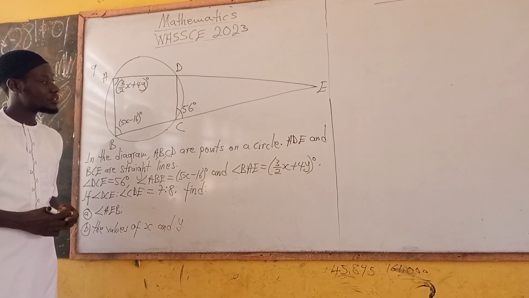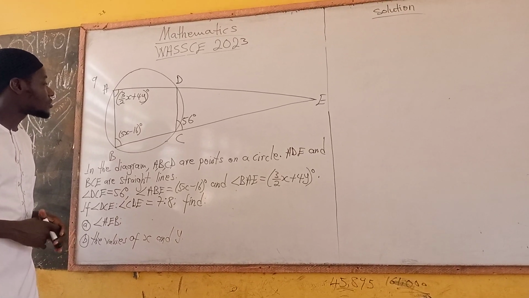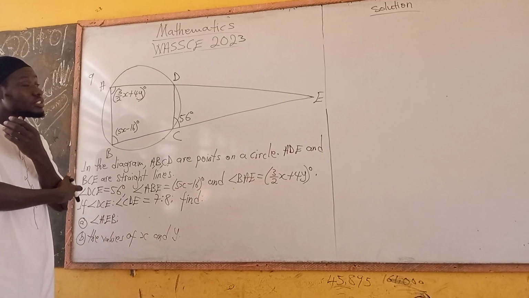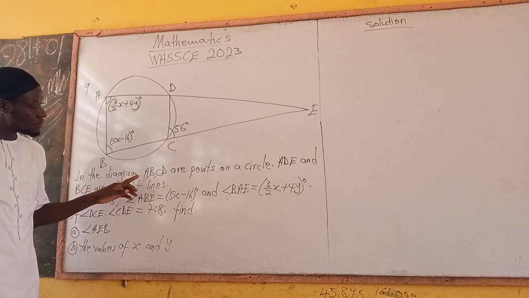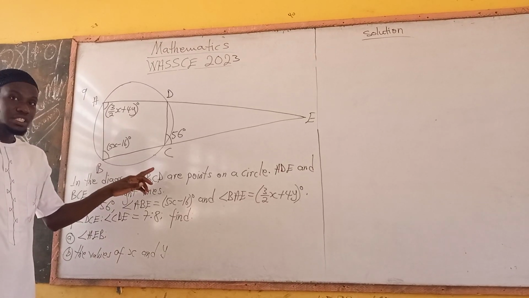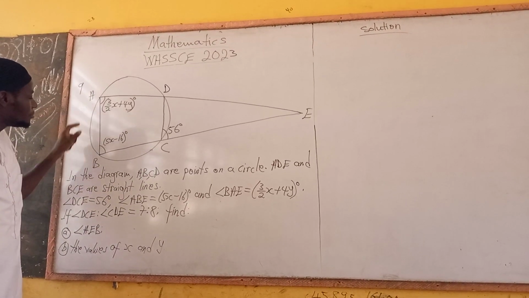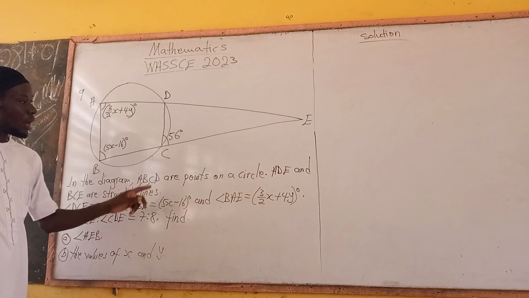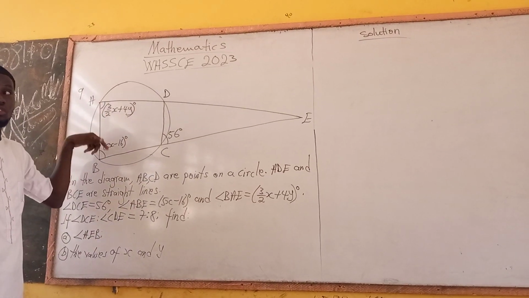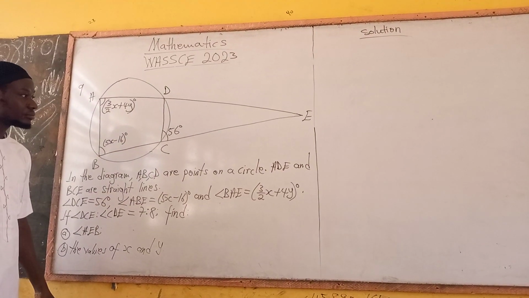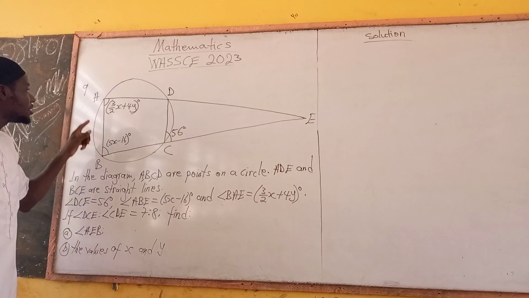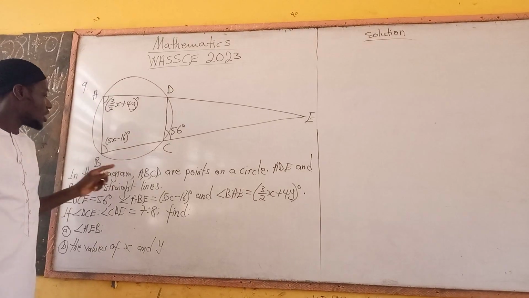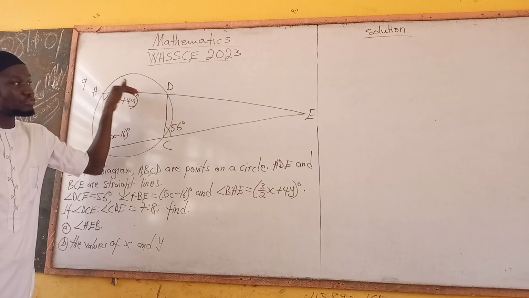Welcome once again. So here we are going to solve question 9 of 2023 WASSCE commerce. The question says that in the diagram, ABCD are points on the circumference of a circle. ADE and BCE are straight lines.